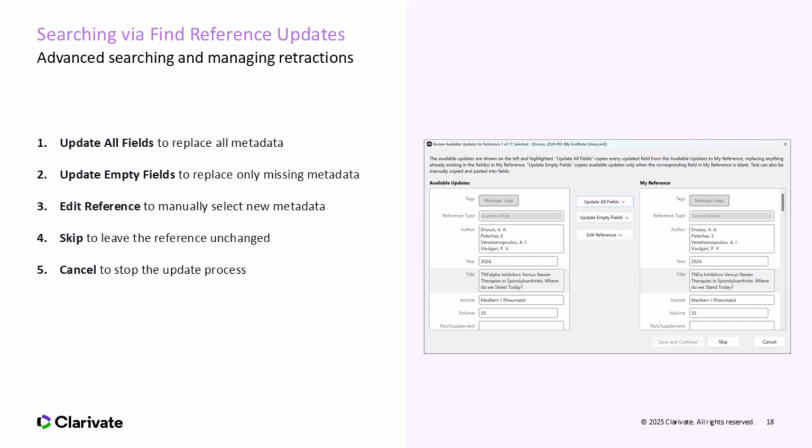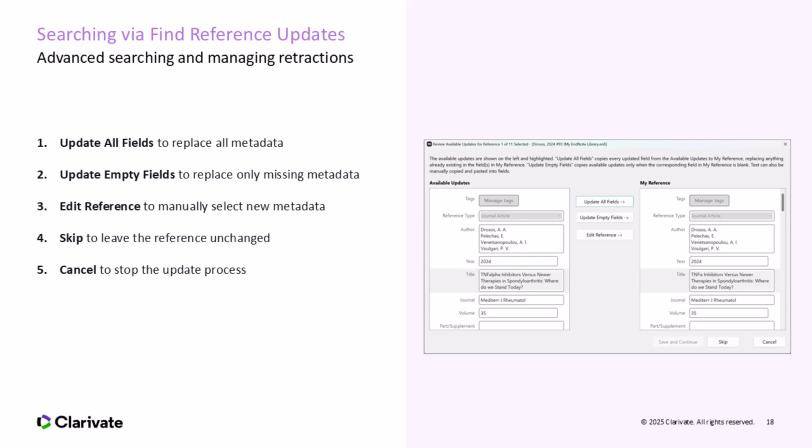This ensures you won't overwrite any information you've already entered. If you need to manually select which parts of the reference you want to update, use the Edit Reference button. This gives you full control over which metadata you update. If you don't want to make any changes to the reference, simply select Skip. If you decide to stop the update process, click Cancel, and the search will end without making any changes.